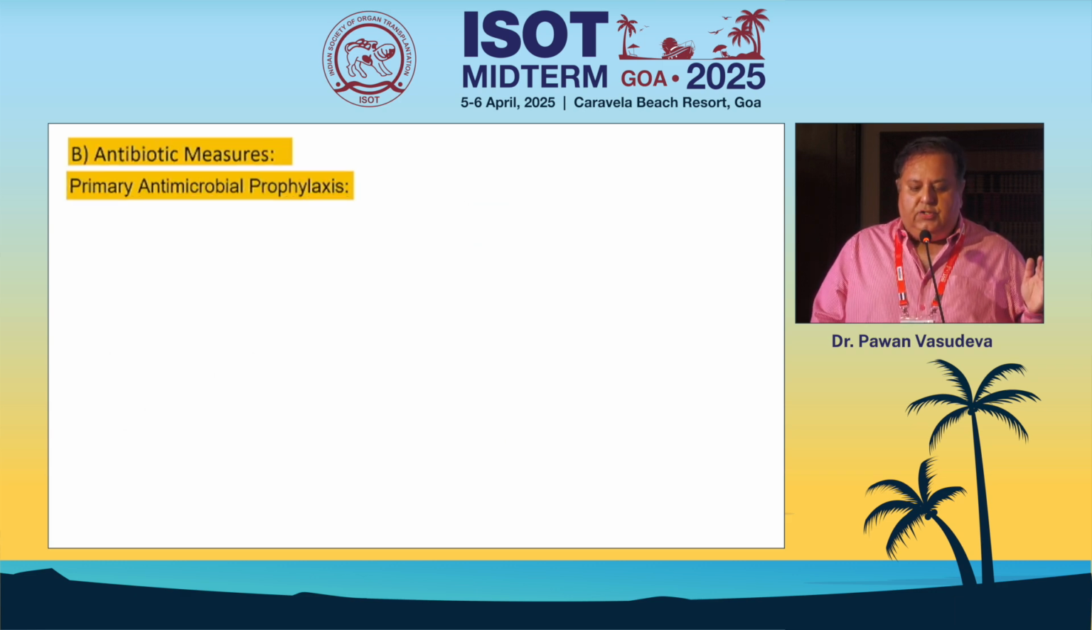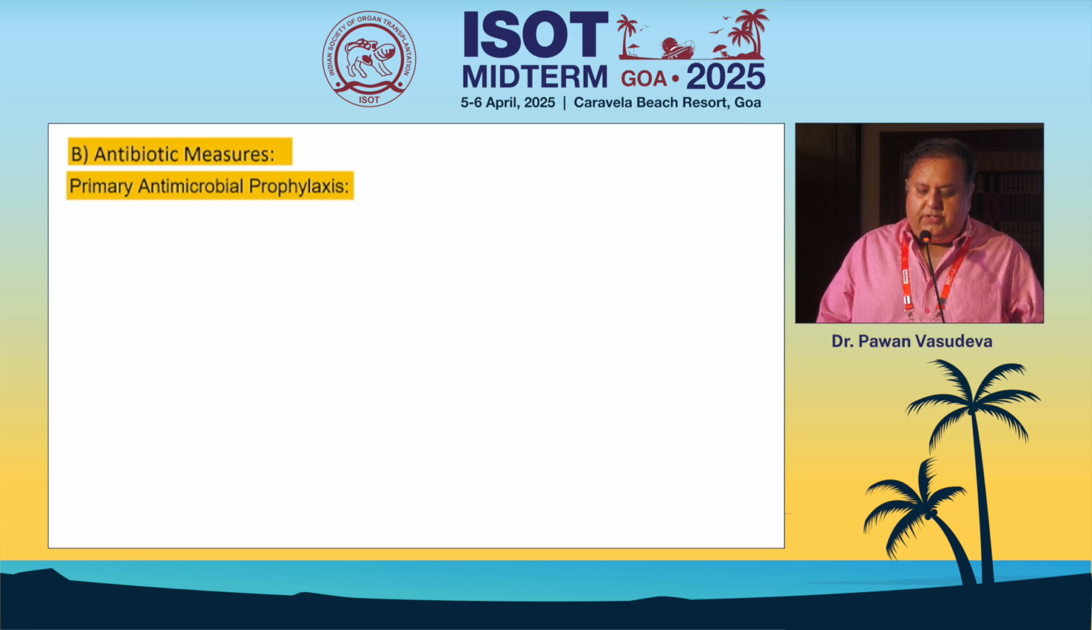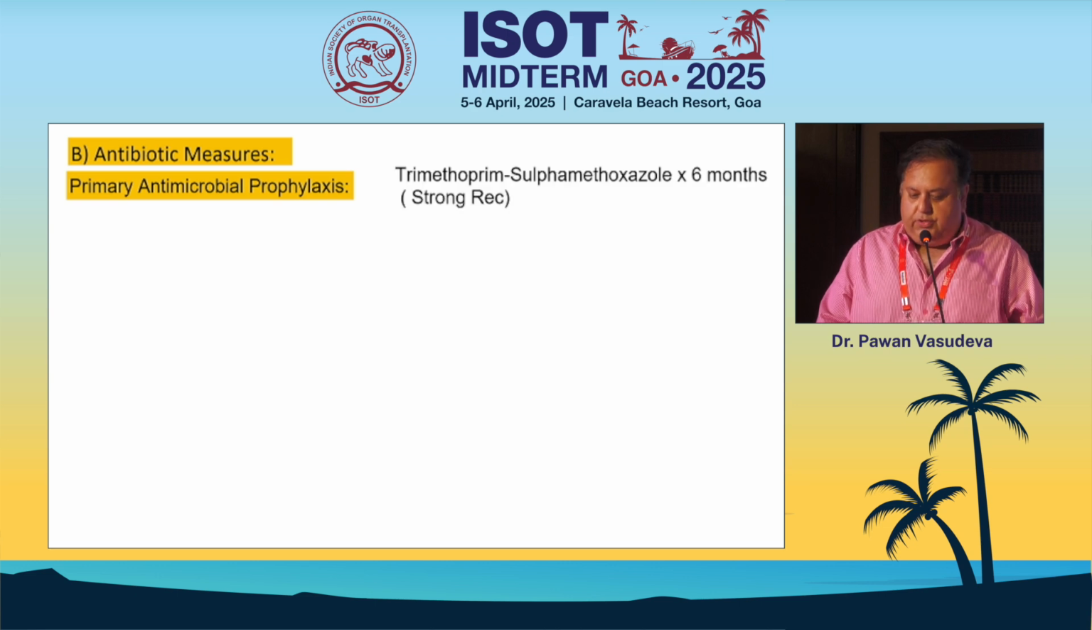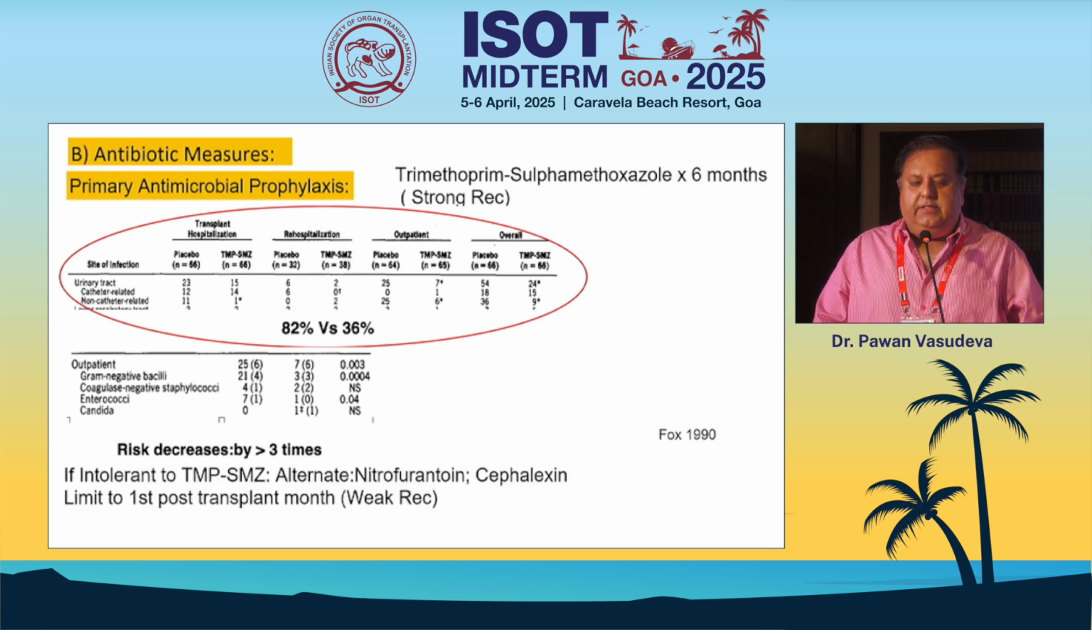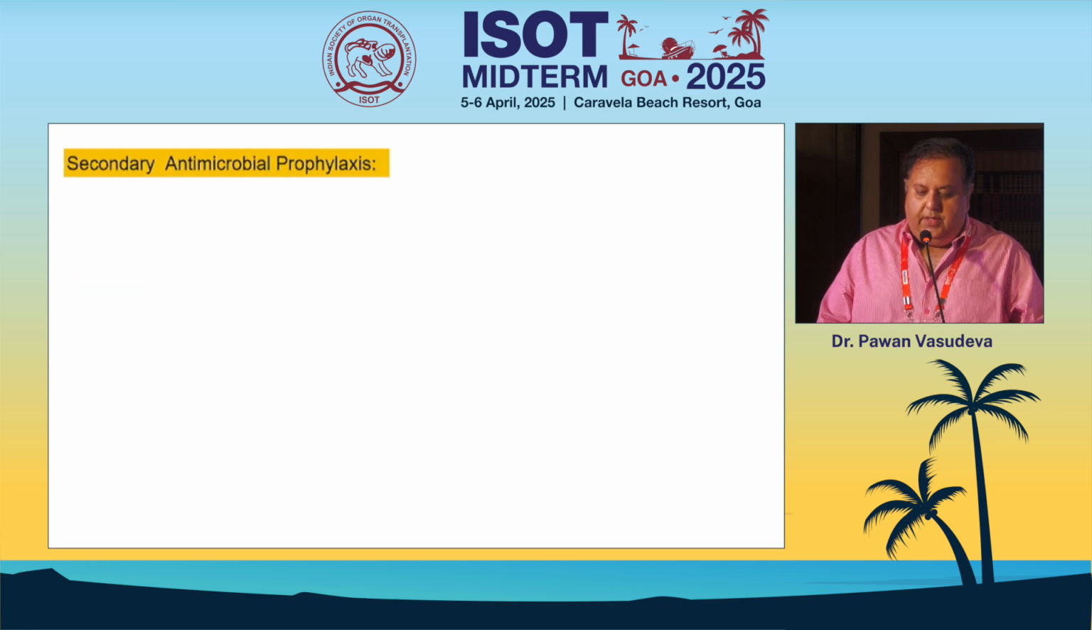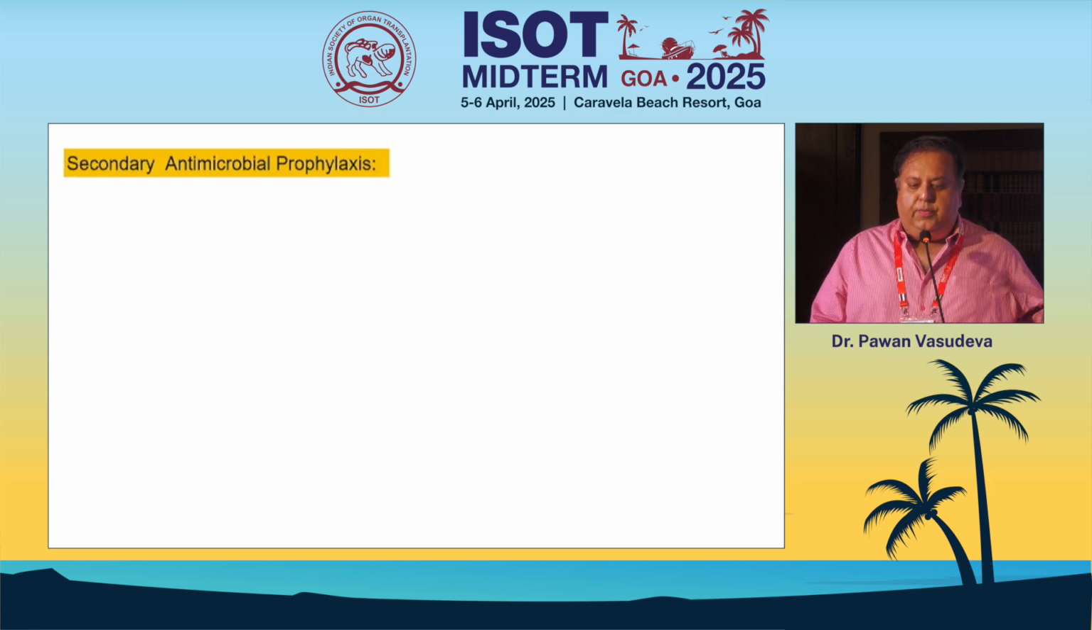Now, if somebody is not doing well with these non-antibiotic measures, what are the antibiotic measures that you can look at? Primary antimicrobial prophylaxis is something which many of us use, which is trimethoprim and sulfamethoxazole for 6 months. And there is enough data to show that it decreases the risk of outpatient infections. If somebody is intolerant and you are going to give a different drug, the recommendation is that you shouldn't give nitrofurantoin or your alternate drug beyond the first transplant month. So this was primary prophylaxis to prevent infections.